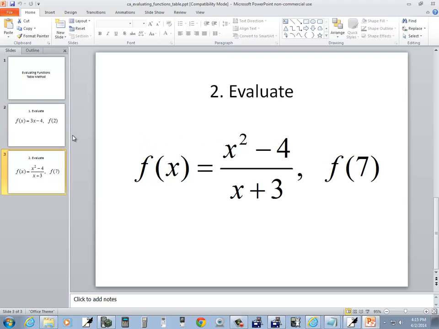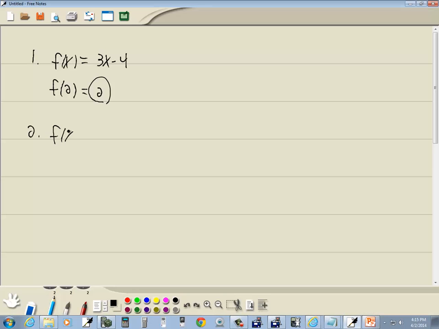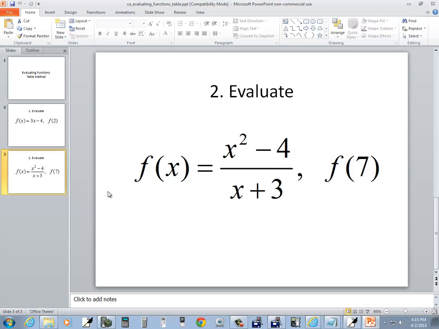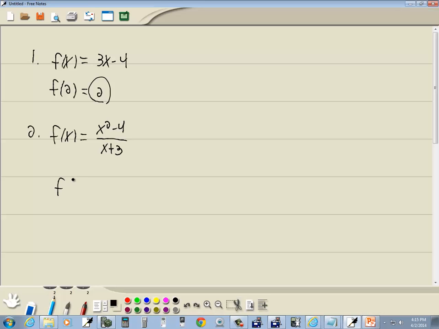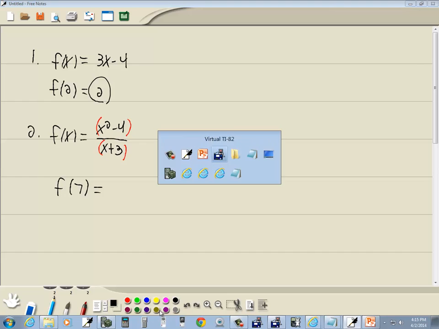Now our second problem. We've got f of x is equal to x squared minus 4 over x plus 3, and we want to find f of 7. Now remember, the trick to entering fractions on your calculator is if you've got more than a number or a single variable on top or bottom, you have to put parentheses around that part. So as we plug this in, we'll put parentheses on top, parentheses around the bottom. Other than that, you enter it as you see it.